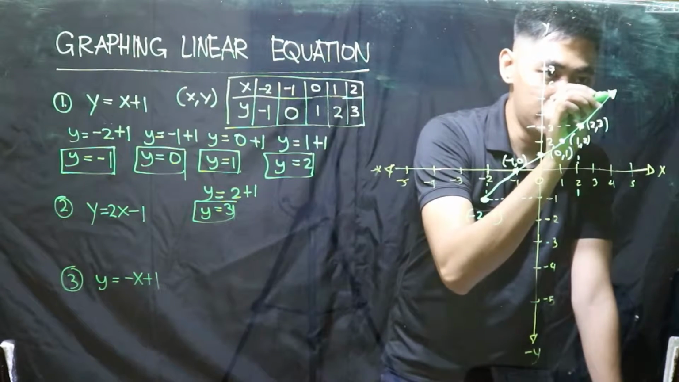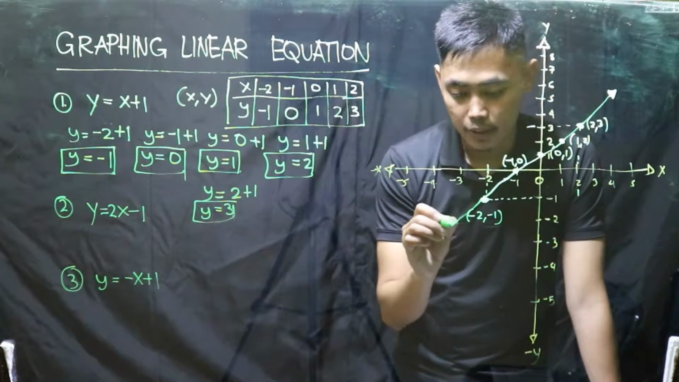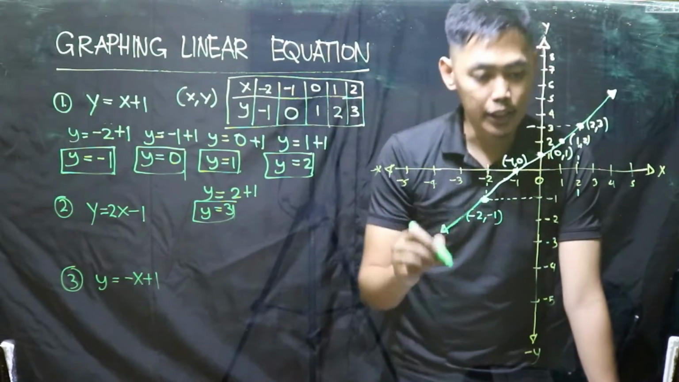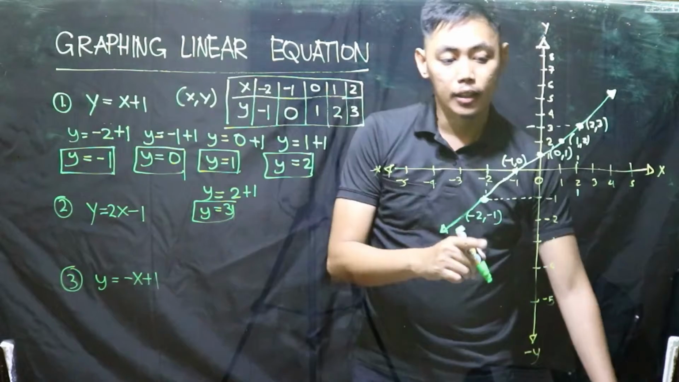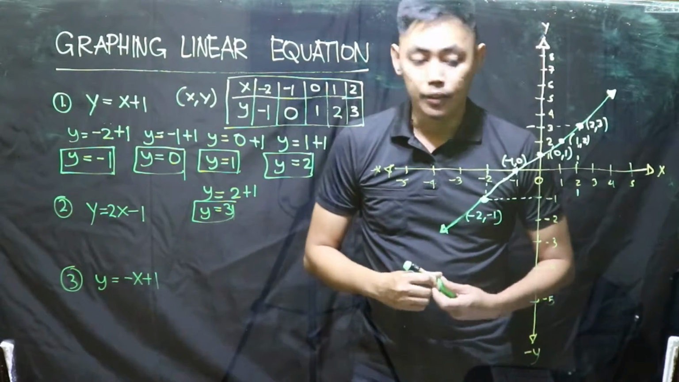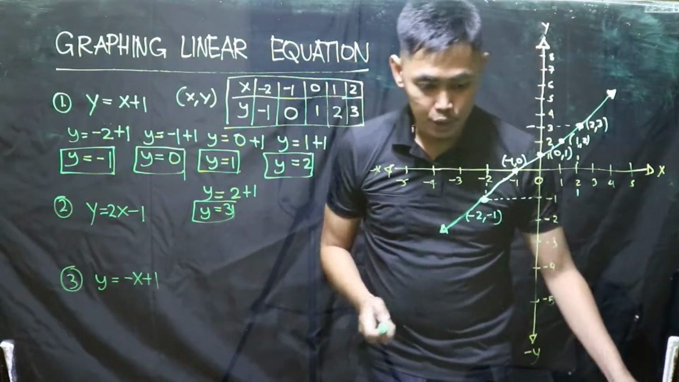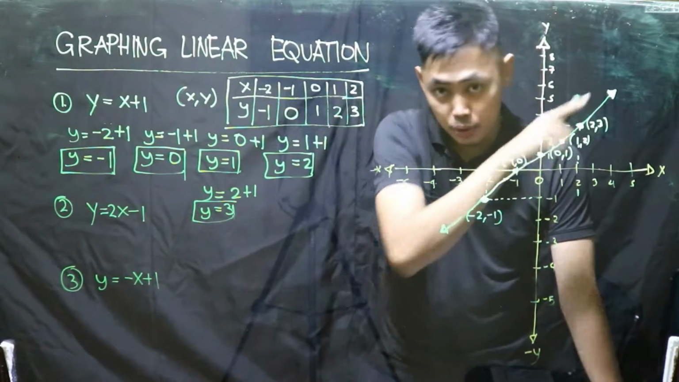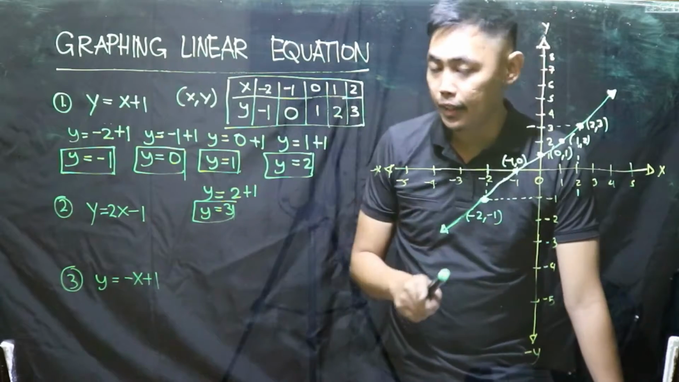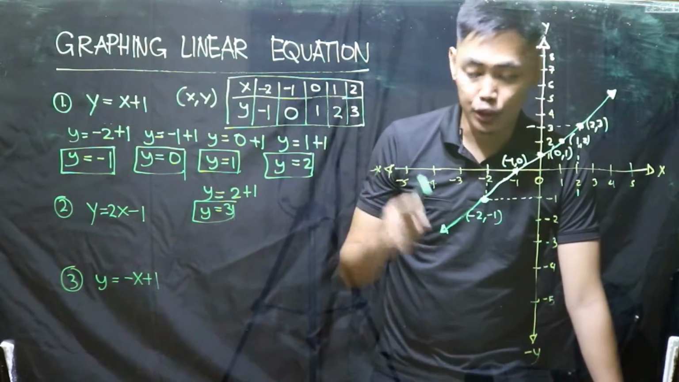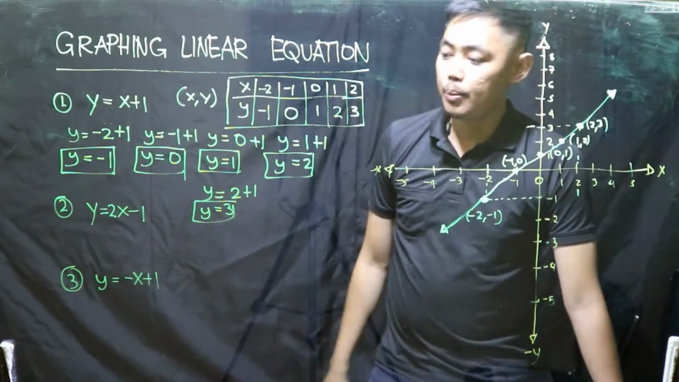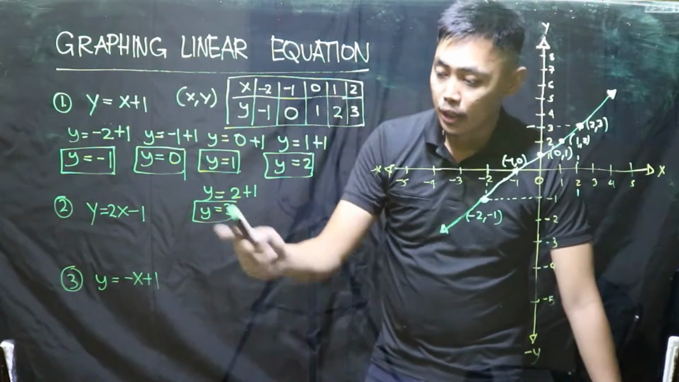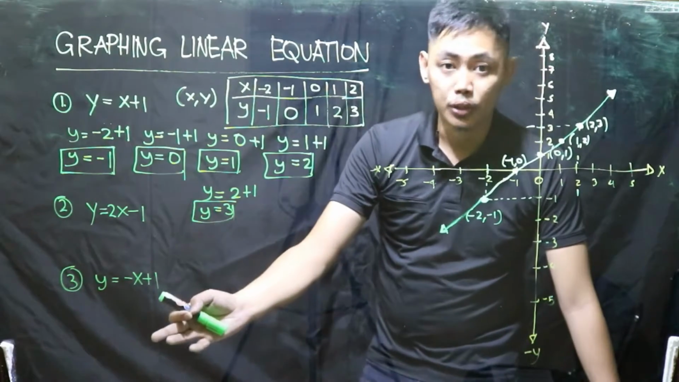Then put an arrow. That means that it is a continuous line. And as you can see, we just created a straight line. Okay, so if our calibration is accurate and we would use a ruler to draw our line, this line is a straight line. So that's it for number 1. Number 2, I will leave that as an activity to you. You can solve it on your own. We will go to number 3.